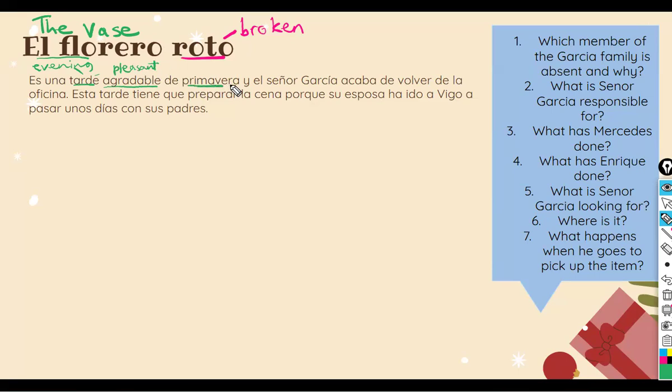Now, what is primavera? Right, spring, good. So it's a pleasant springtime evening or afternoon, and El Señor Garcia acaba de, okay, so just now we learned about tener que plus the infinitive, right? And now we have acabar de plus the infinitive, which means to have just done something.